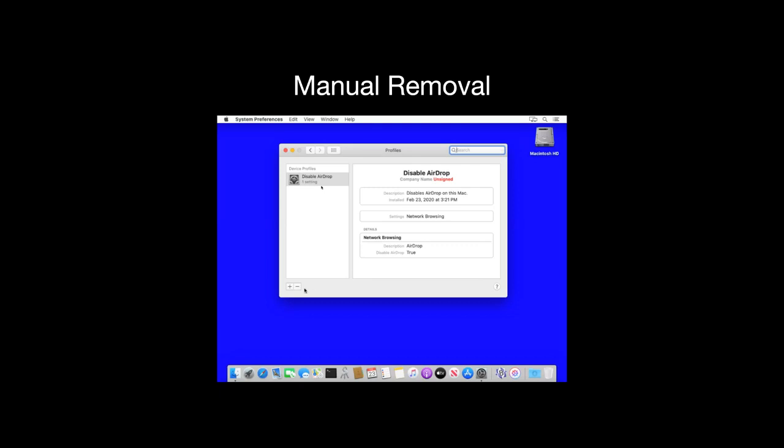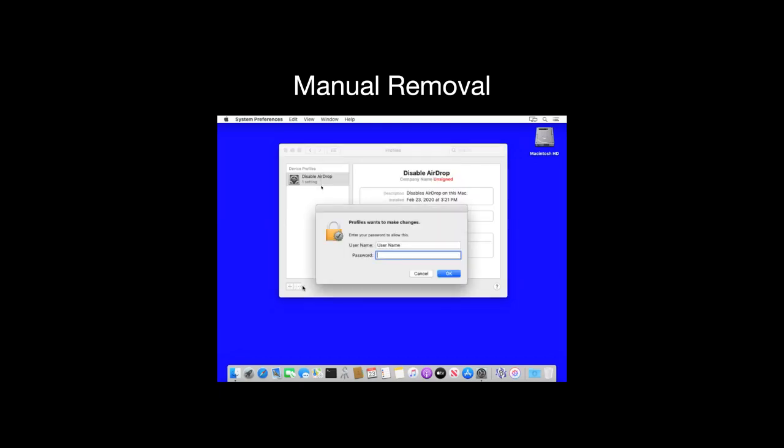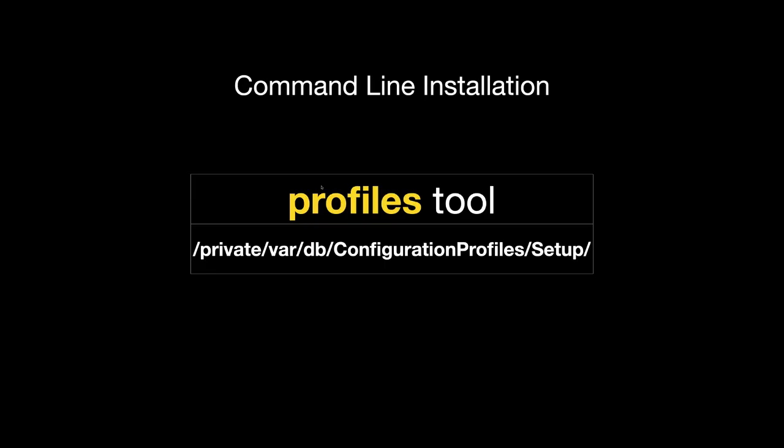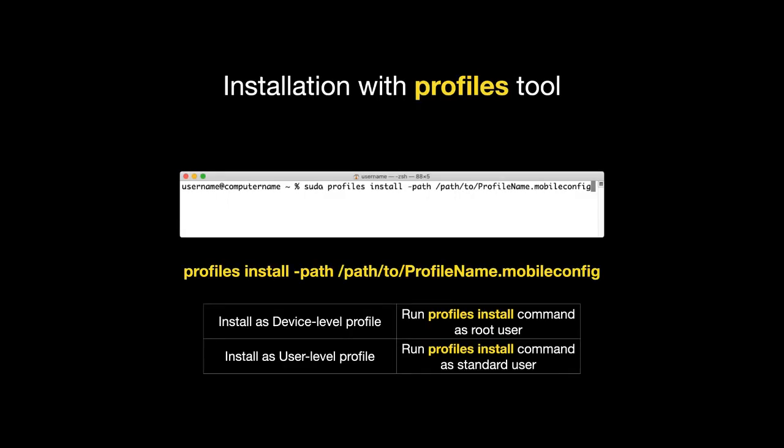Manual removal is similar. You open the Profiles pane in System Preferences and you click the removal button, which looks like a minus button. You'll be asked to authenticate as an admin user, and then the profile is removed. Now for command line installation, there's a couple of options available. One is to use the profiles command line tool, and the other one is to copy the profile's mobileconfig file into /private/var/db/ConfigurationProfiles/setup. So to install using the profiles tool, you would use the profiles tool's install verb with the path flag, where the path is the directory path to the profile's mobileconfig file.